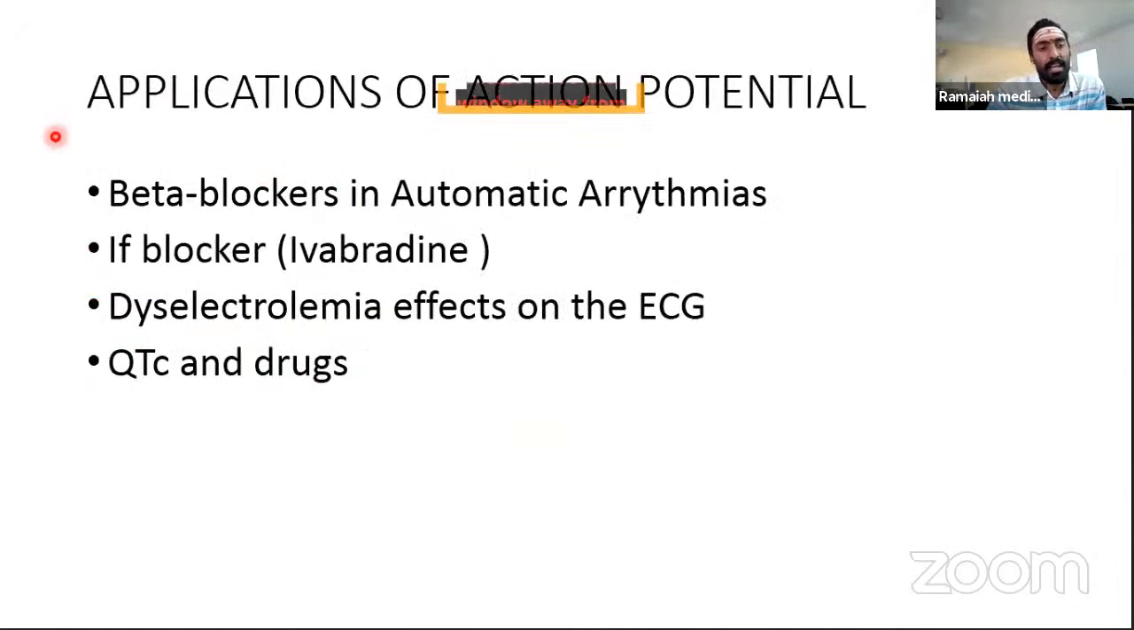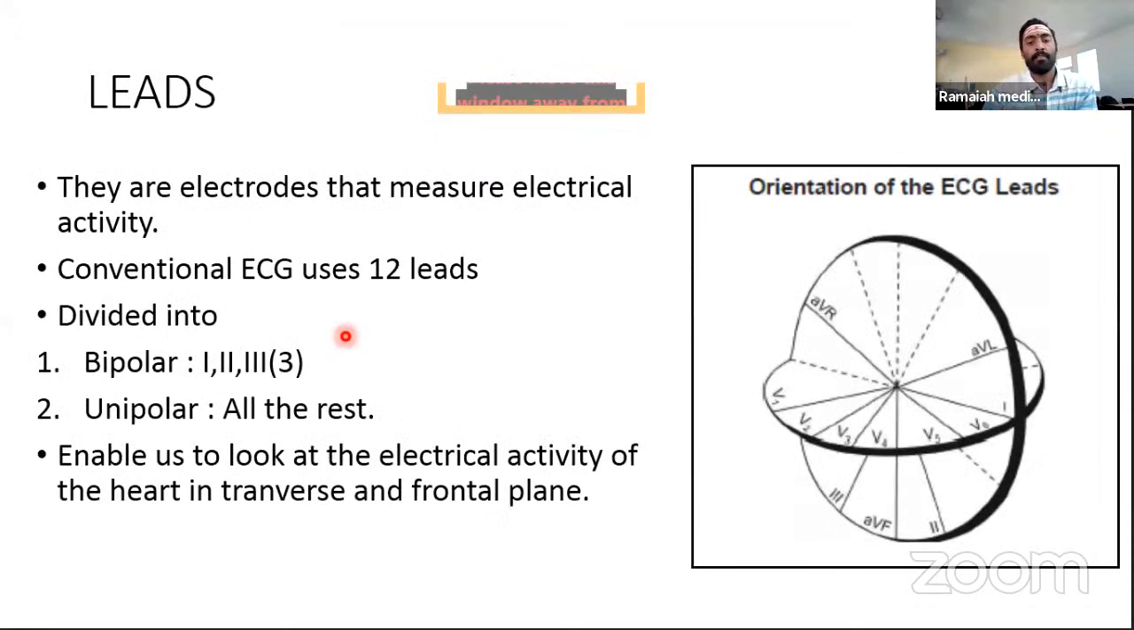So just a recap of what I have told. The applications of knowing the action potential are the beta blockers in the arrhythmias that are dependent upon the sympathetic nervous system, the If current blocker, which is ivabradine, and the effect of dyselectrolemia on the ECG, which we have seen: sodium affects phase 0, phase 2 is affected by calcium, and phases 3 and 4 are affected by potassium. And there are so many drugs that prolong the QT interval. We'll come to it subsequently.